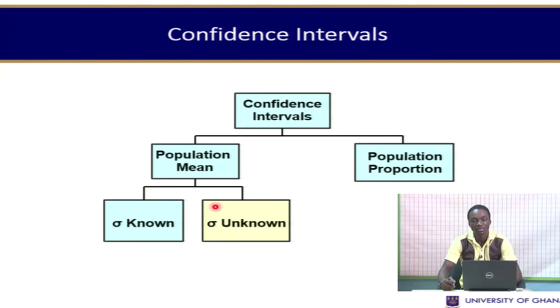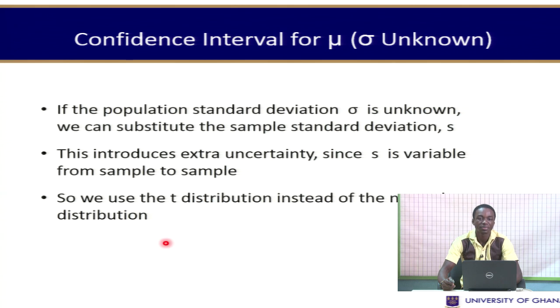We first considered a situation where our population standard deviation was known. We want to look at the situation where we don't know it. Therefore, if the population standard deviation is unknown, we can replace it by using the sample standard deviation S. In other words, S comes to replace sigma. This introduces extra uncertainty since S is variable from sample to sample, and hence, instead of using the normal distribution, we would use the t distribution.